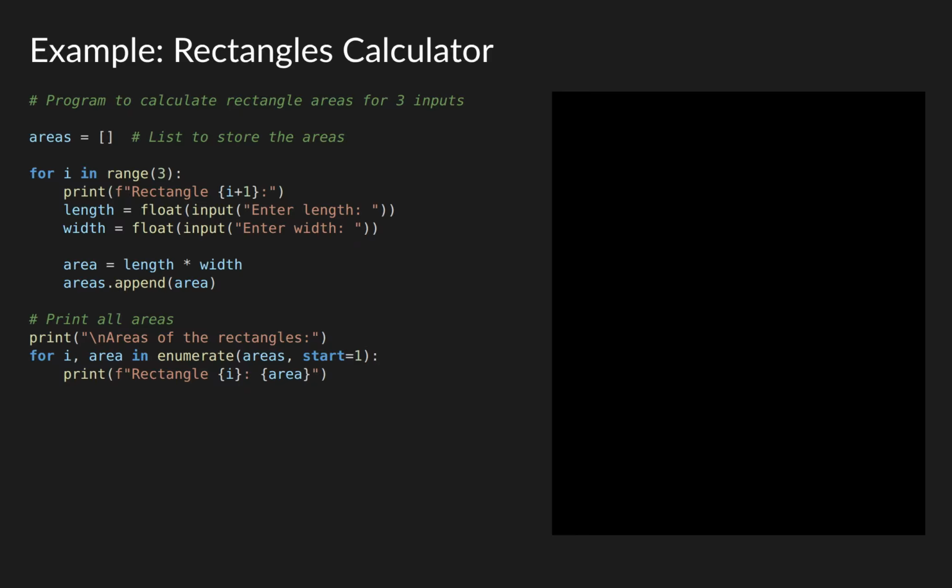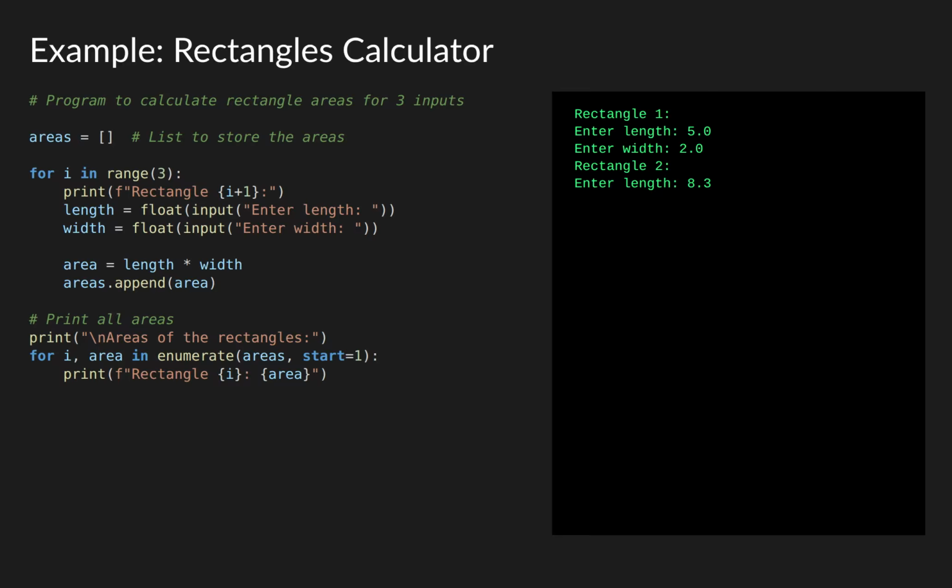Example: Rectangles calculator. The console displays rectangle 1. We see the prompt, enter length. Program waits for us to enter a value and press enter. Next, it prompts, enter width. Again, the program pauses for our input.